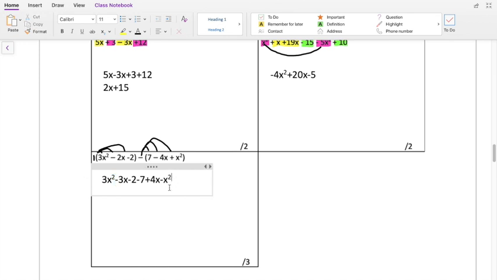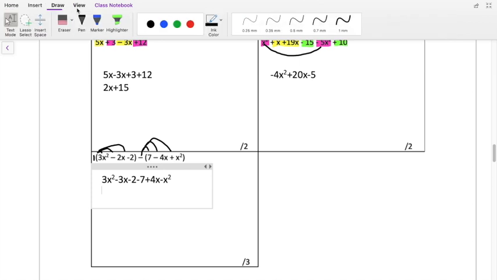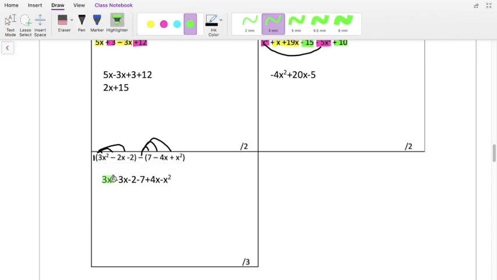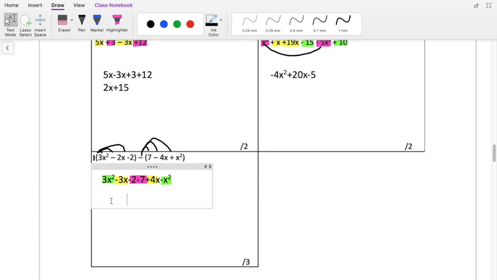Good. Now I can collect my like terms. So let's identify what's like. We got this and this are like. Then my x's are going to go together. And then my numbers are all together. So in this case, I have 3x squared minus x squared, so that's going to equal 2x squared. Then 3 minus 1 is 2. Then I'm going to do my x's. 4 minus 3 is going to just be plus x.